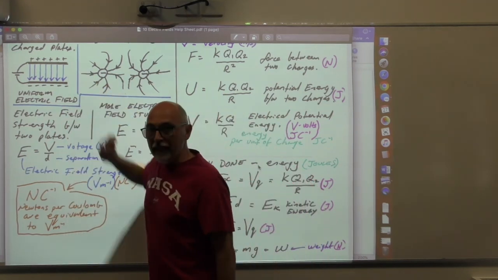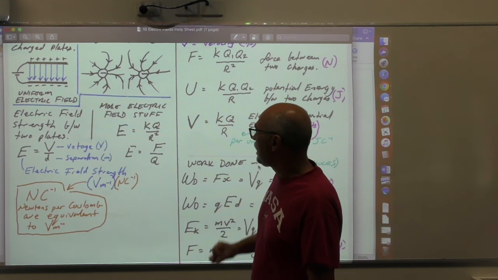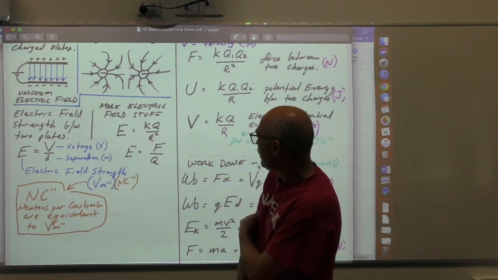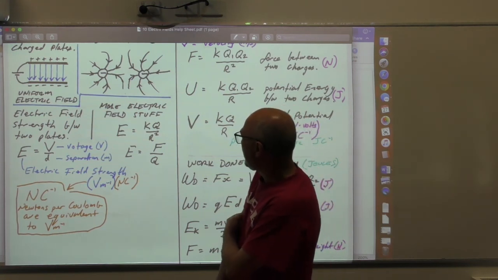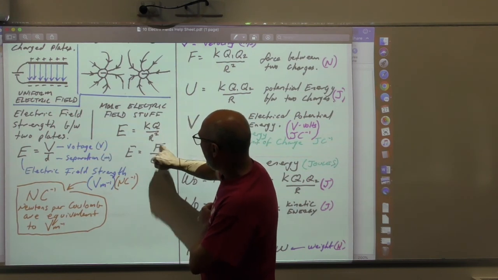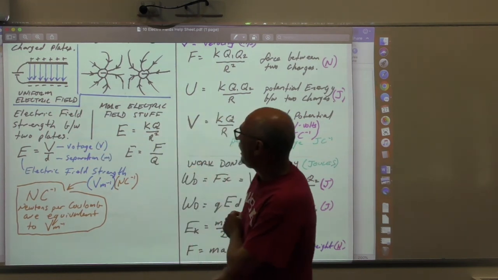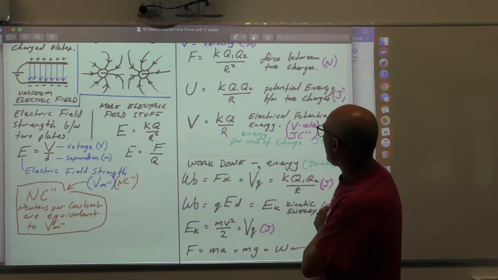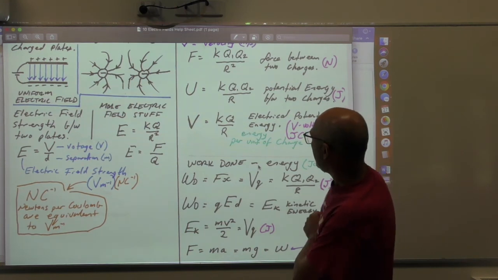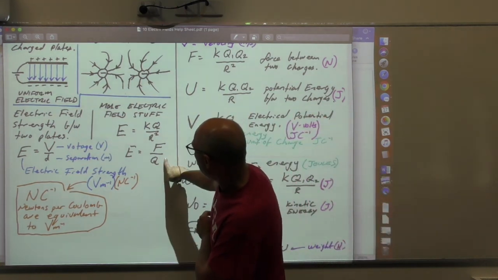in between two plates. Okay? So that's really, really important. More electric field stuff here. E is equal to kq over r squared is the electric field strength around a point charge.